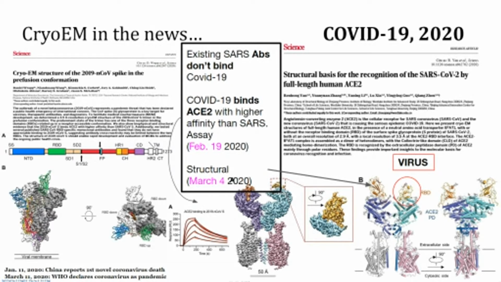As of today, March 12th, 2020, there are over 101,000 confirmed cases of COVID-19. On February 19th, 50 days after the first reported case of coronavirus, the structure of the important spike protein of COVID-19 was solved and published in Science. More interestingly, the structure in its bound state to ACE2 demonstrated that COVID-19 binds human receptor ACE2 with 10 times greater affinity than the SARS coronavirus.